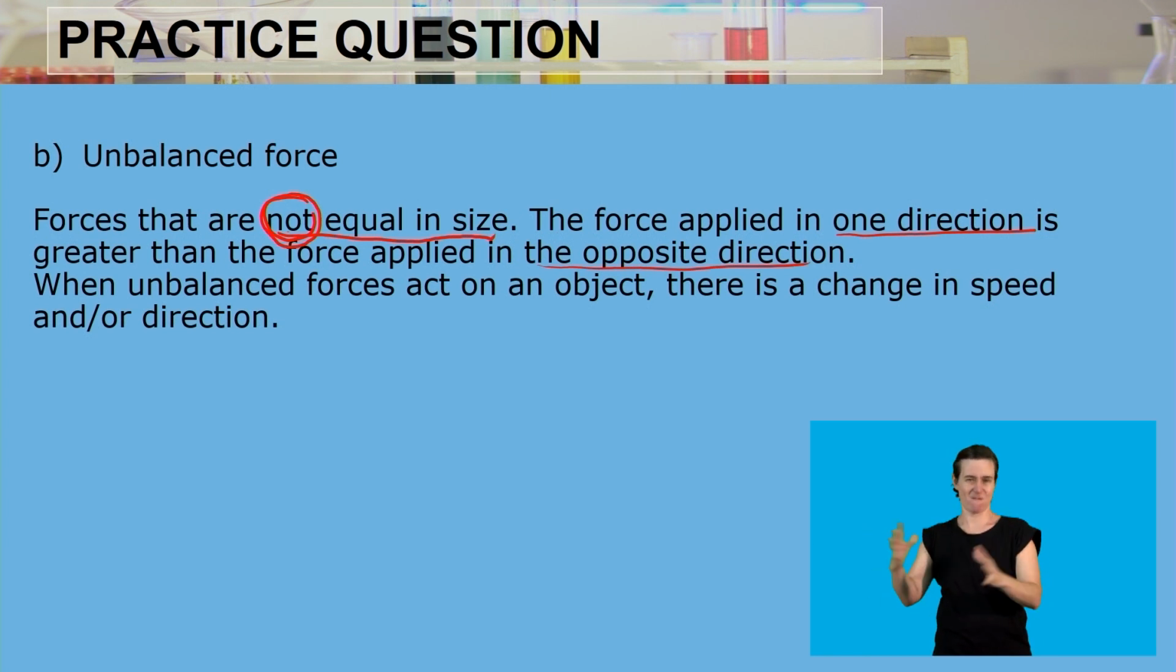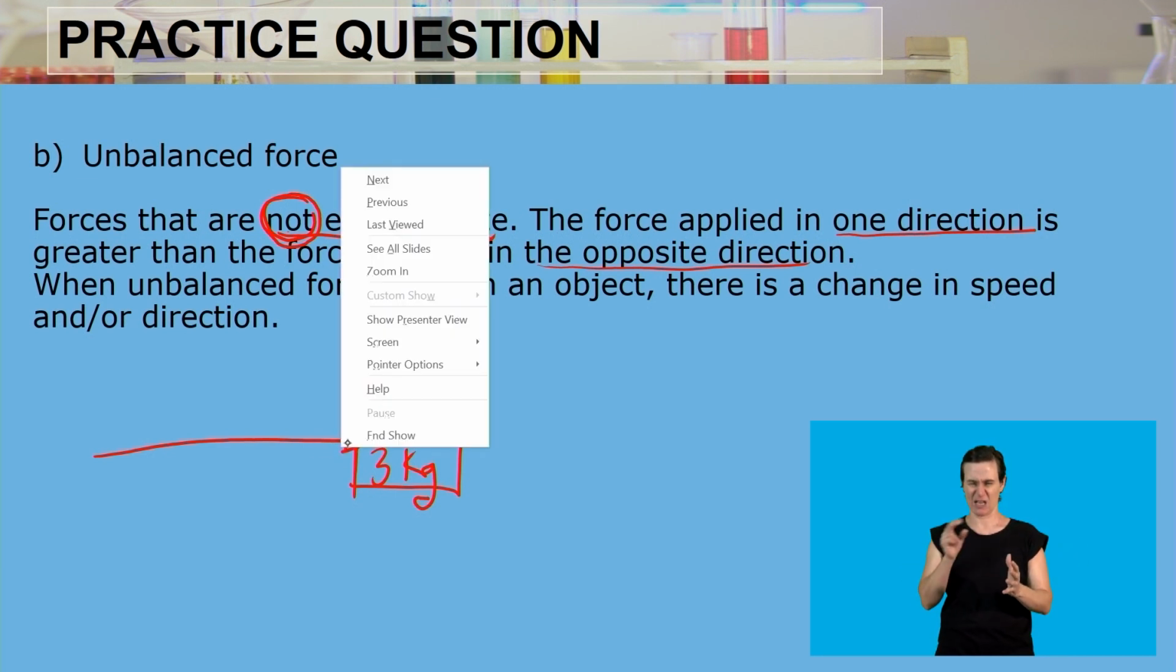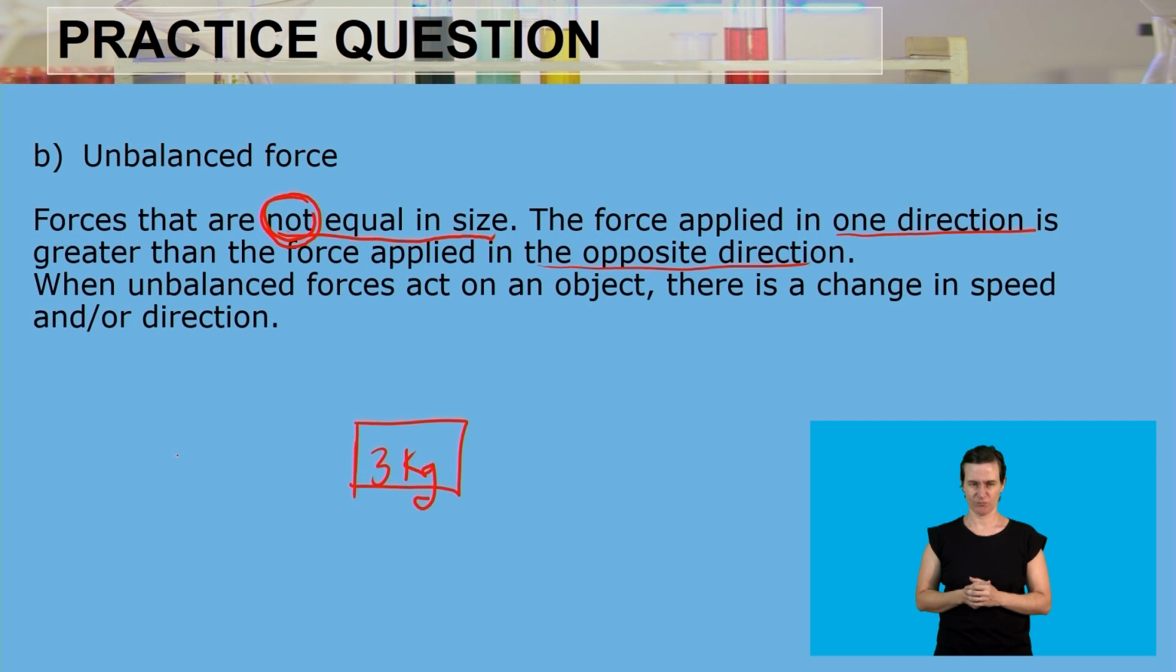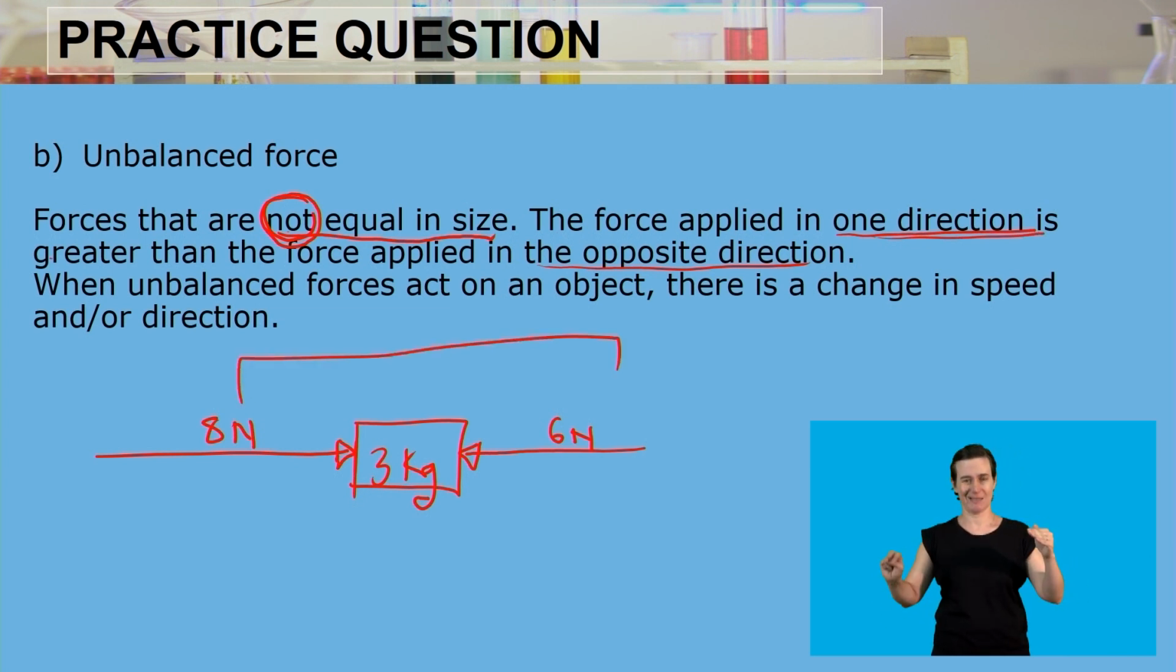So now that means, should we have the very same block that has a mass of 3 kg, if the force applied to the right is, let's say now in this case, 8 newtons, but the force applied to the left is 6 newtons. Now, as you've said, the force applied in one direction is greater, so the 8 is greater than the 6, because the one force applied in one direction is greater than the force applied in the opposite direction.